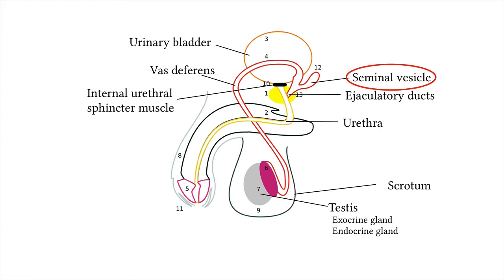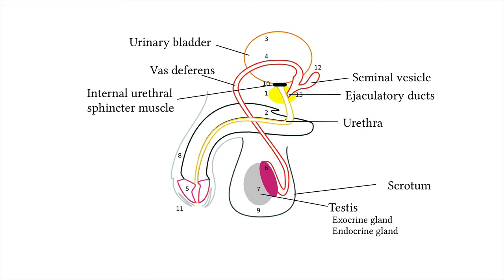The seminal vesicles are exocrine glands that are connected to the ejaculatory ducts. They secrete a slightly alkaline fluid that is high in fructose, and this fluid makes up about 60% of the semen. It mixes with the mature sperm, providing fructose as fuel for those cells, as well as a liquid medium in which the flagellated sperm swim.